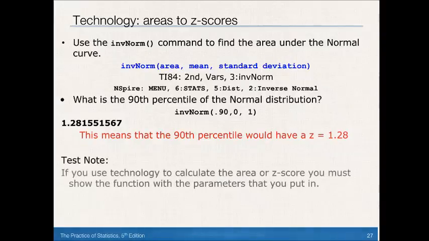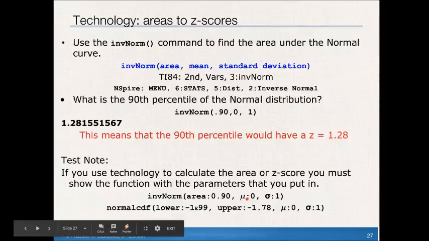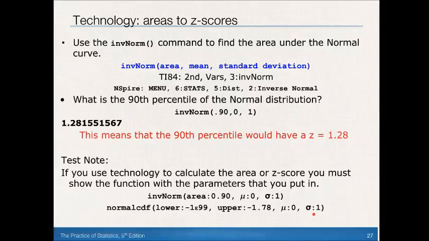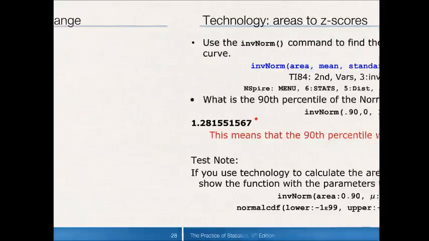Now, here's a test note, both for the AP test as well as mine. If you use technology to calculate the area or the z-scores, you must show the function with the parameters that you put in. So you must put in these labels. You must put area: 0.9, mu: 0, sigma: 1. Same with the normal CDF: lower, upper, mean, standard deviation. If you leave those out, if you just have an answer without the labels, you will not get full credit. Not my rule.